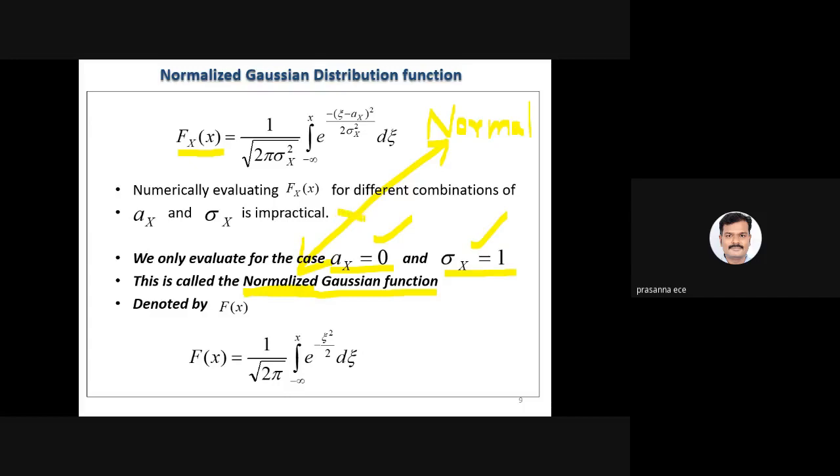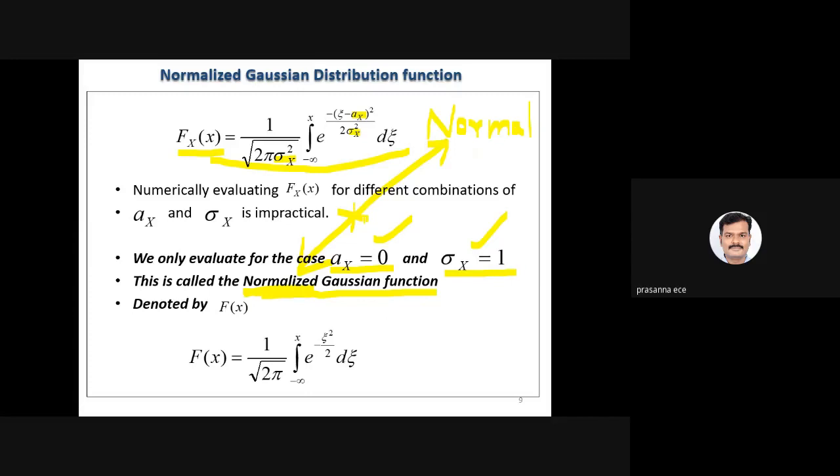So these are not the same. Many times people have this confusion. This is called a normalized Gaussian distribution because we are simplifying the case. We are simplifying this entire function by putting ax equal to 0, so we are eliminating this term, and we are going to put sigma x equal to 1. We are simplifying that.